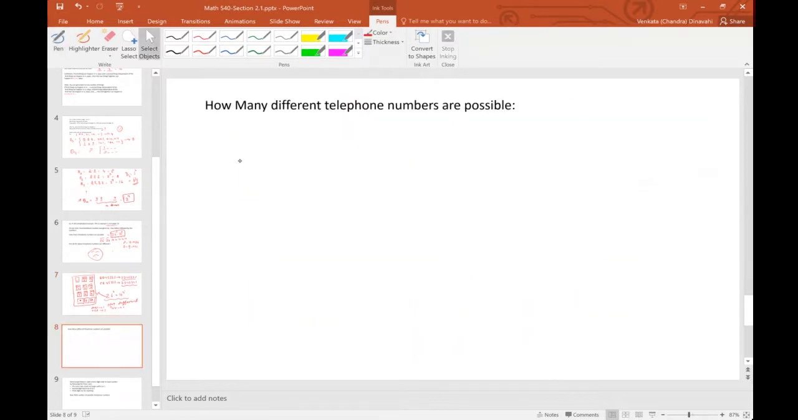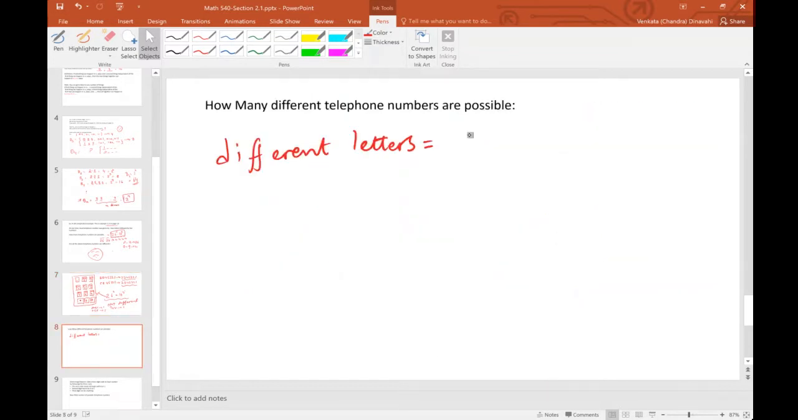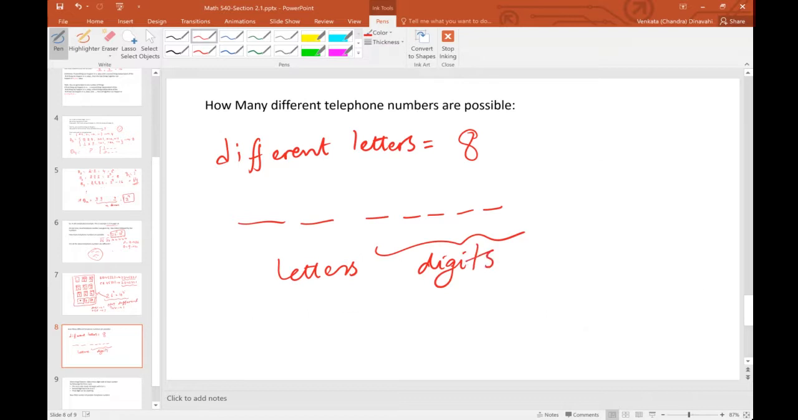So can you tell me how many different letters there are? There are not 26 as you initially thought. There are only 1, 2, 3, 4, 5, 6, 7, 8. There are only 8 different letters. There were no letters on either 1 or 0. So the total number of different letters is only 8. So how many different telephone numbers are possible? You need to have 2 letters followed by 5 digits.